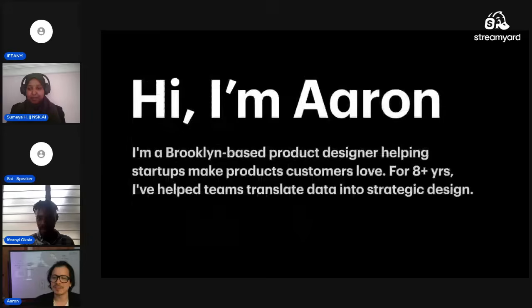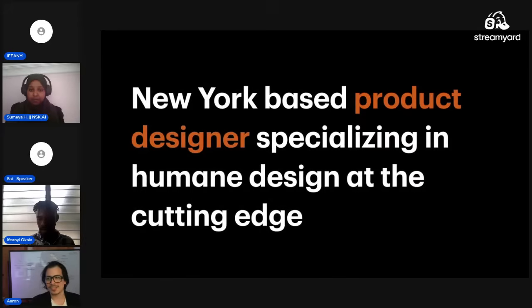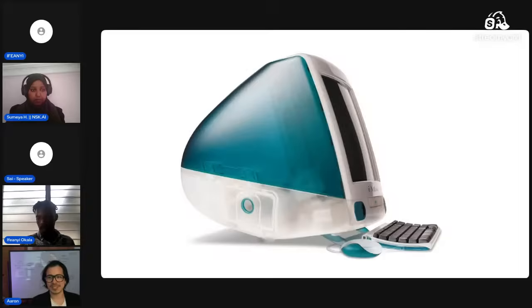All right, so a little bit about me. I'm Aaron. I'm a Brooklyn-based product designer. I help startups make products that people like to use and eventually love. For the last 8 years, I've helped teams translate difficult challenges into very strategic design. What I love to do is stay on top of what's going on and work on novel problems. That's what I love to specialize in.